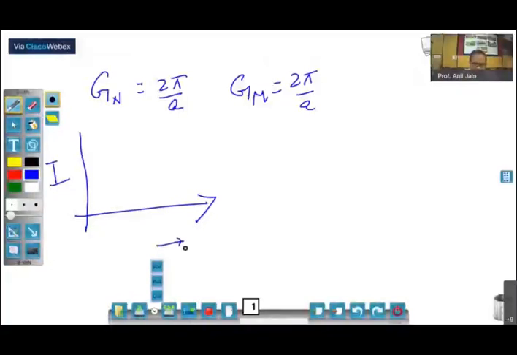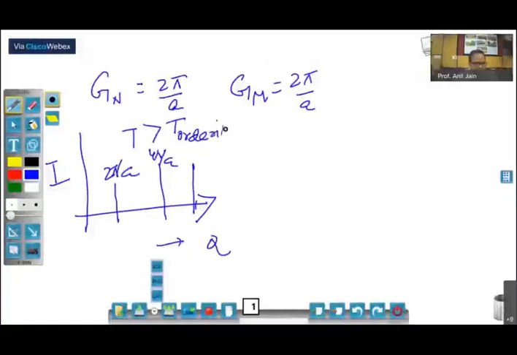Suppose you do the experiment above the magnetic ordering temperature of your sample, and suppose this is the intensity, and here I plot it as a function of Q. So you get this intensity when Q is one of the reciprocal lattice vectors. So you get the peak, let's say at 2 pi by A, and then 4 pi by A. So like this, you get the peaks. So this is the experiment if you do it above the magnetic ordering temperature.